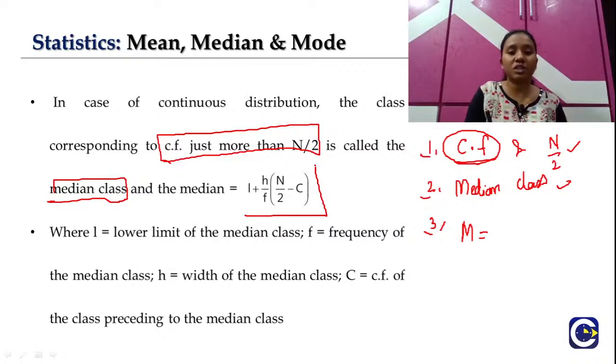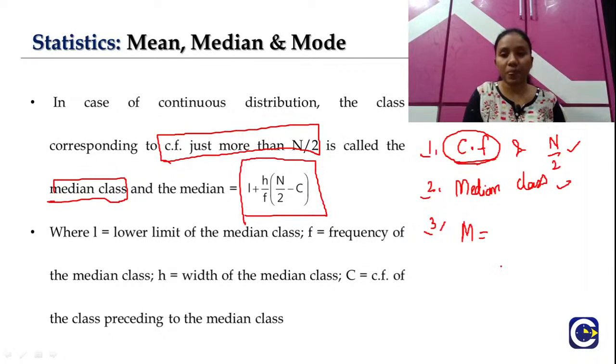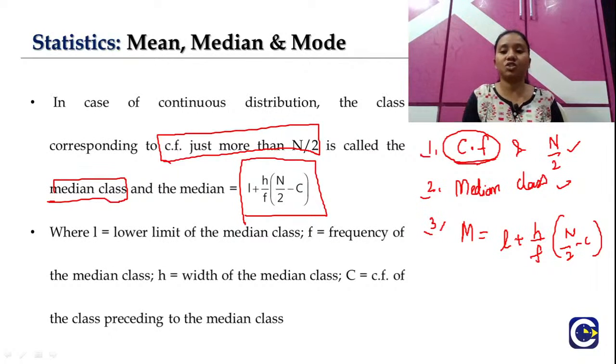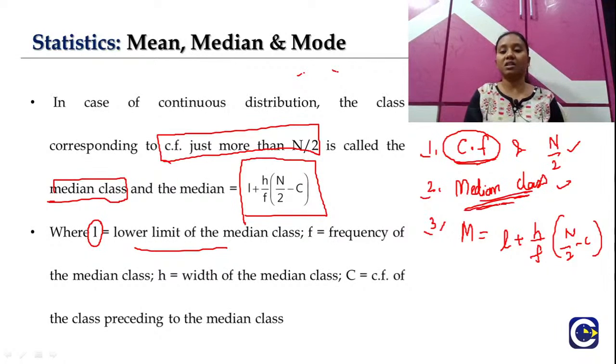The median formula for the continuous distribution data is given to be L plus h by f into capital N by 2 minus C. So let's see what L, h, f and C define here. L is nothing but the lower limit of the median class. We'll be having the limits here: one will be the upper limit and the other will be the lower limit. So L states the lower limit of the given median class. That's the reason why the second step is predicting the median class of the given continuous distribution.